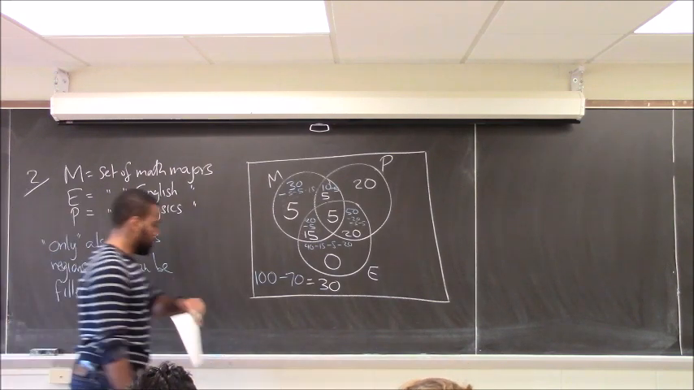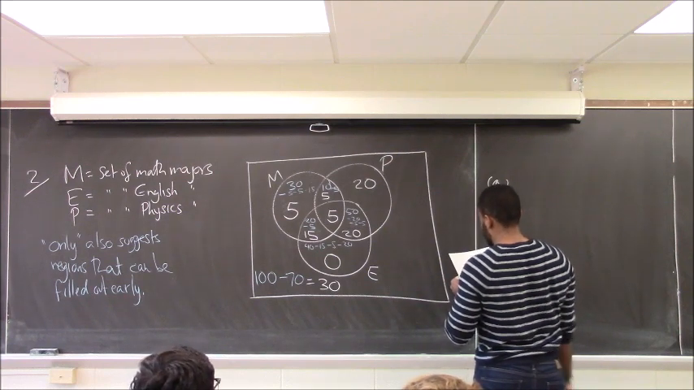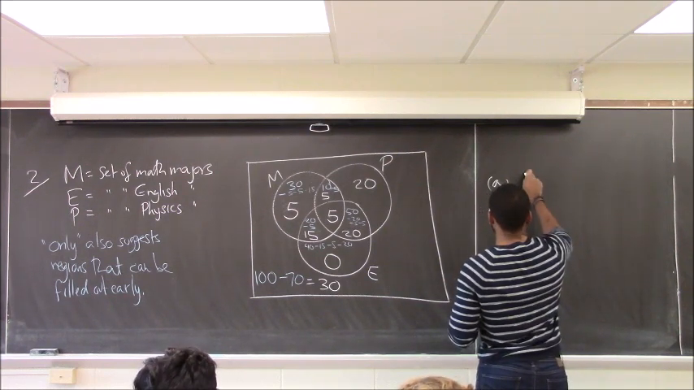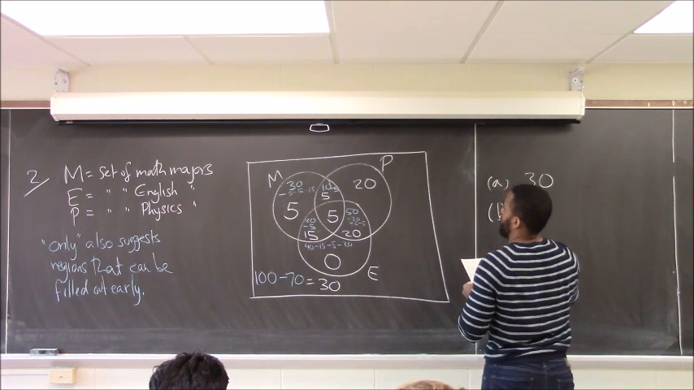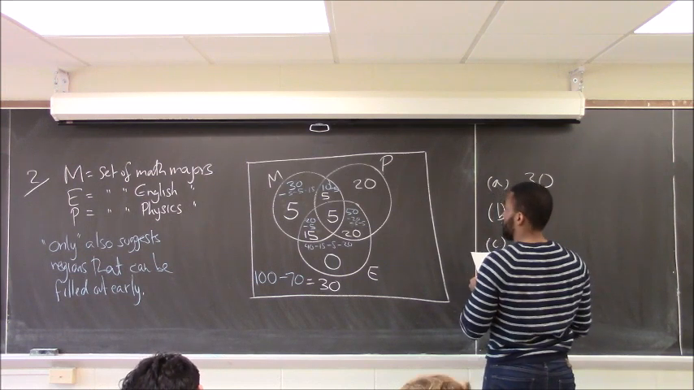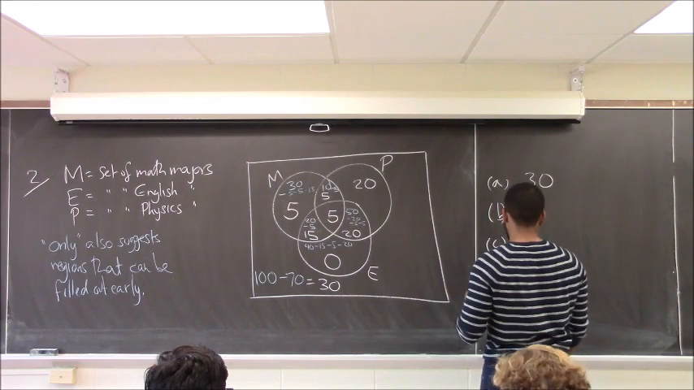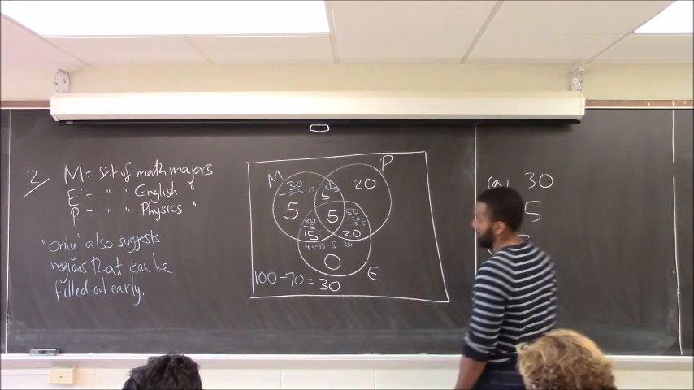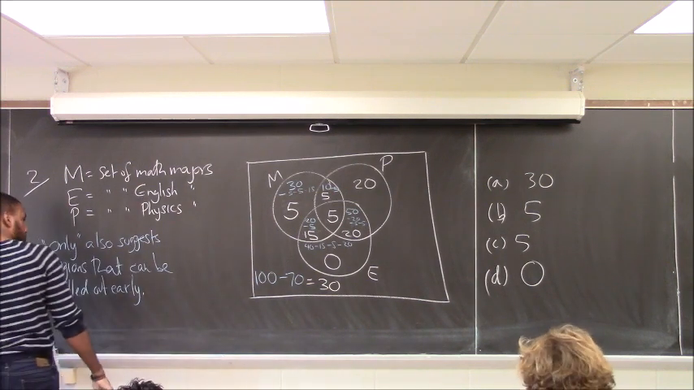And so now we can quickly answer the questions. A, how many students have no major? 30. B, how many students major in math only? C, how many students major in math and physics only? D, major in English only? Nobody. Okay. So, we do the others and we will pick up with those.